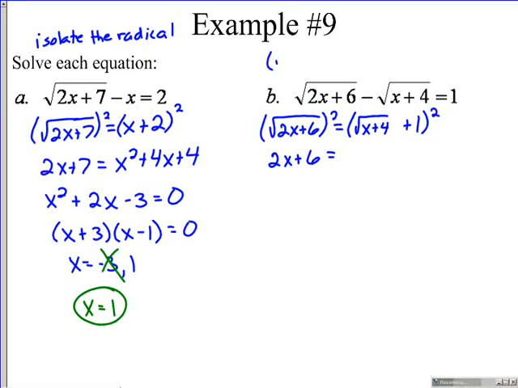So we're going to have the square root of x plus 4 plus 1 times the square root of x plus 4 plus 1. FOIL that out. First, we're just going to get x plus 4. Outer, we have a square root of x plus 4. Inner, we have another square root of x plus 4, which means we have 2 of the square roots of x plus 4. And last, 1 times 1 is just 1.